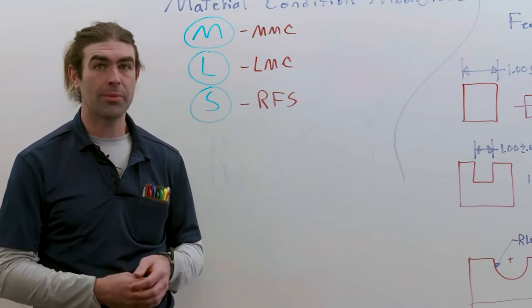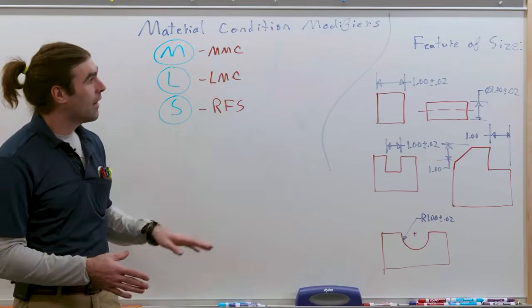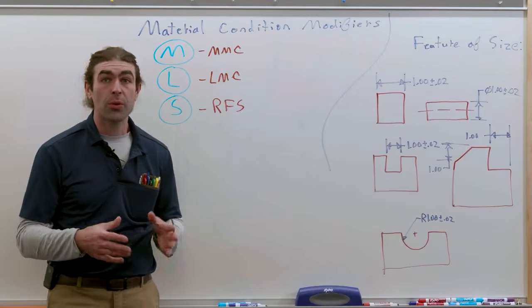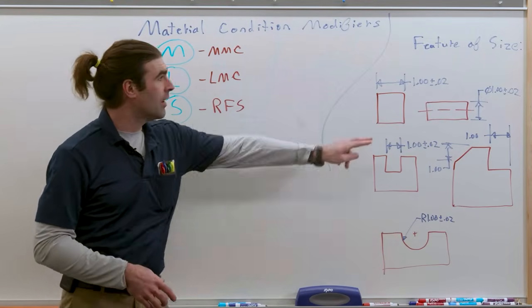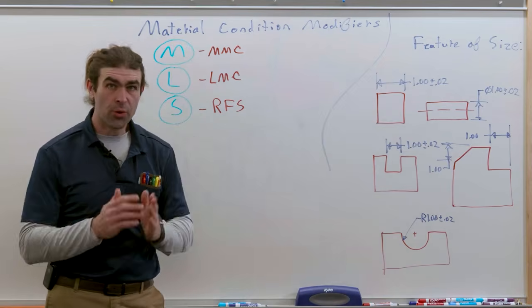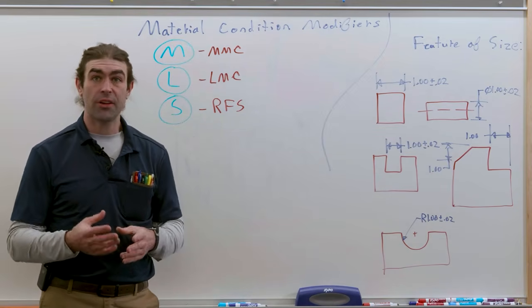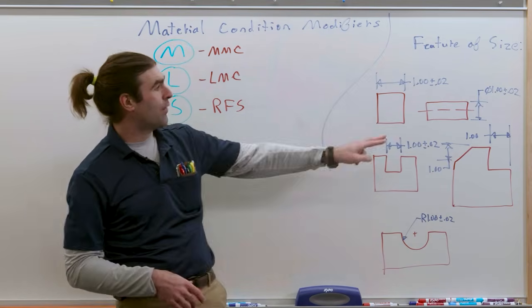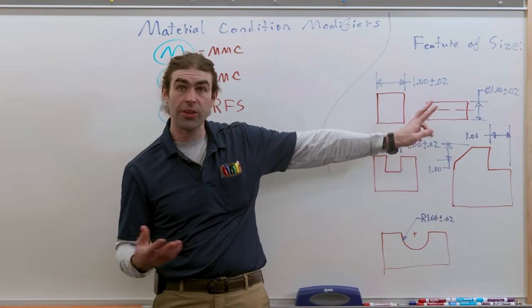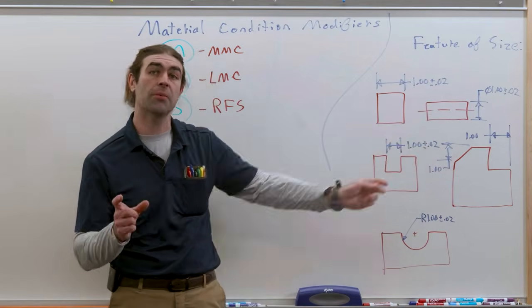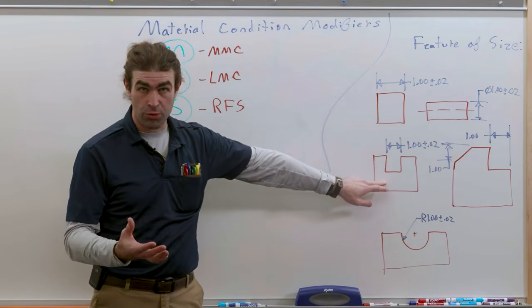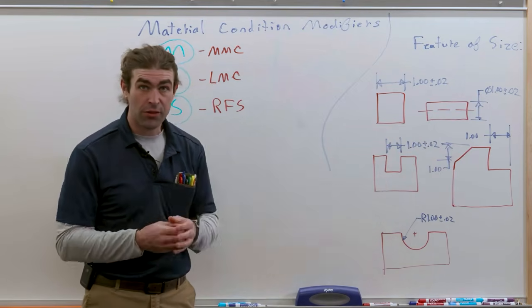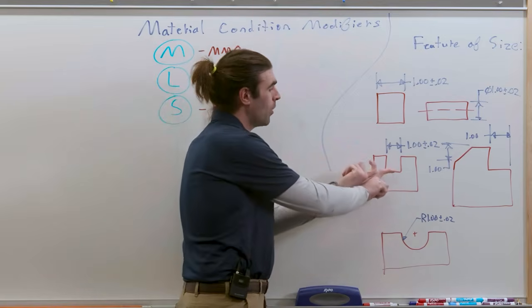I talked about it a little bit before. Let's go in a little bit more depth. A feature of size is something with opposable points that can be measured. Let me give you some examples. You have a block, the width dimension, that is a feature of size. If you have a pin with the diameter dimension, that's also a feature of size. It can be measured with 2 points. Same thing with a slot or a groove. That would be a feature of size because you can measure it with 2 opposing points.